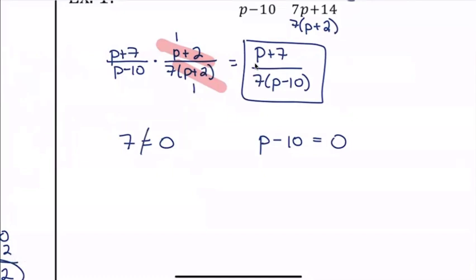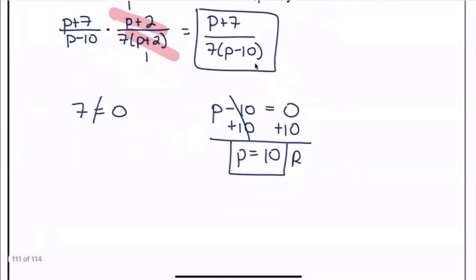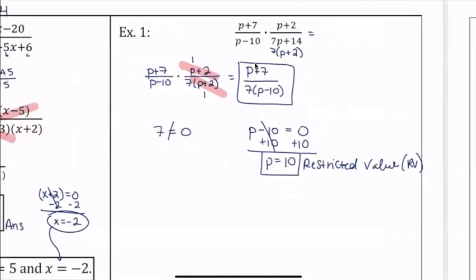The only way you're going to get a restricted value, or where our denominator is undefined, is when we have a variable in our factor, like the second one here. So p minus 10 equals 0. I'm subtracting 10. The opposite is to add 10. 0 plus 10 is 10. And there we go. So our restricted value, or where the function is undefined, is 10. And we normally call these RVs, if you want to call it that from now on.